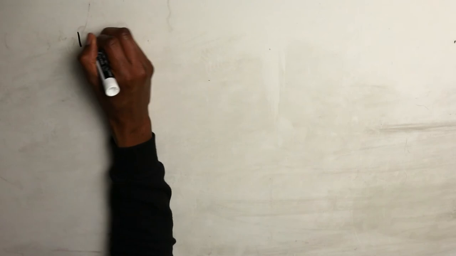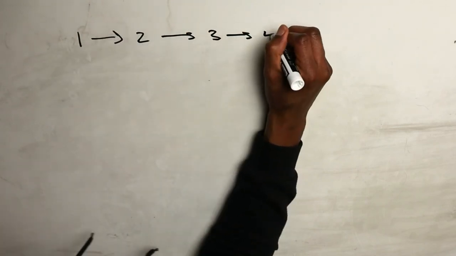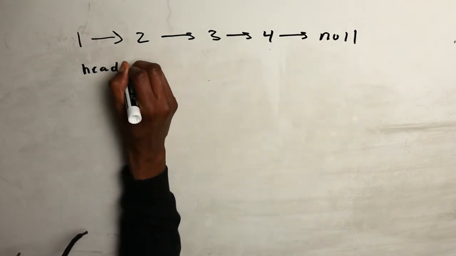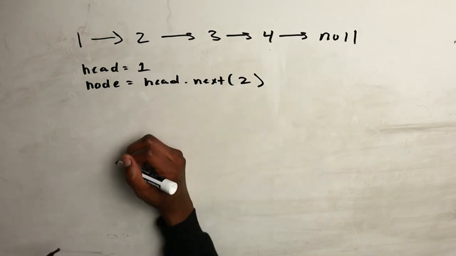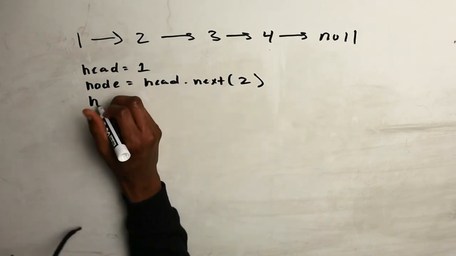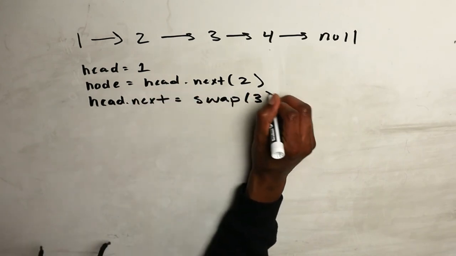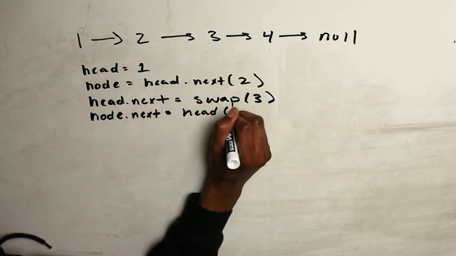So if we're looking at an example, we have a linked list with nodes 1, 2, 3, 4, and then null being the end of that linked list. The function gets called at head 1. The node gets set to node 2 because head.next is 2. And then head.next is set to the result of swap of node 3. This is when the recursion starts, until we hit a base case.